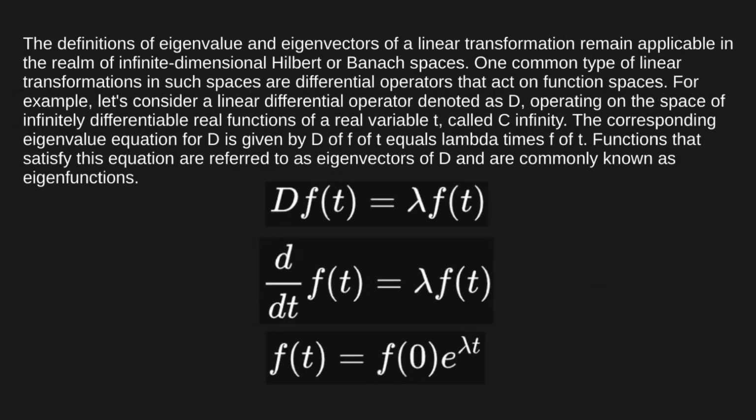The definitions of eigenvalue and eigenvectors of a linear transformation remain applicable in the realm of infinite-dimensional Hilbert or Banach spaces. One common type of linear transformations in such spaces are differential operators that act on function spaces. For example, let's consider a linear differential operator denoted as D, operating on the space of infinitely differentiable real functions of a real variable t, called C infinity. The corresponding eigenvalue equation for D is given by D of f of t equals lambda times f of t. Functions that satisfy this equation are referred to as eigenvectors of D and are commonly known as eigenfunctions.